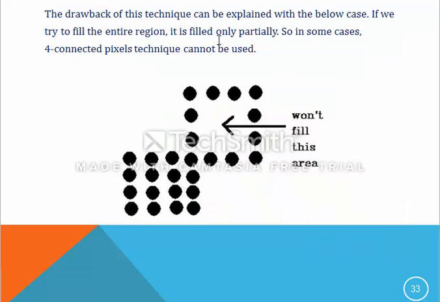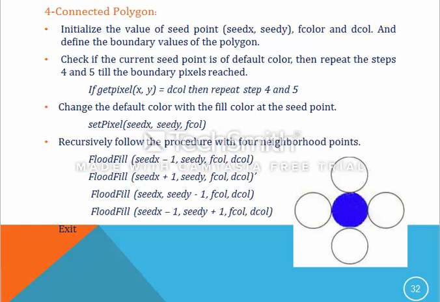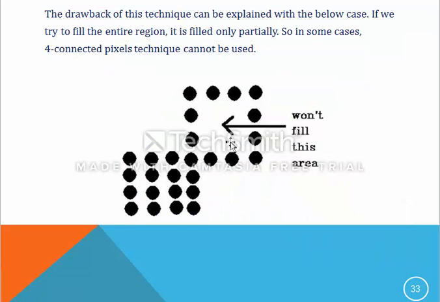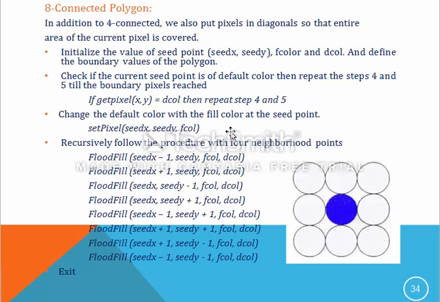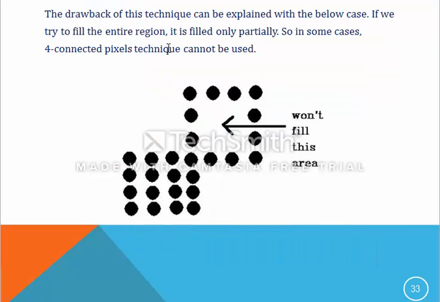But the drawback of this 4 connected technique is explained with this. If we try to fill this entire region by this algorithm, we may not be able to fill this area. This is overcome by the 8 connected technique, where we also put pixels in diagonals so that the entire area is covered. So this area will be filled with the 8 connected, which is not the case with the 4 connected.